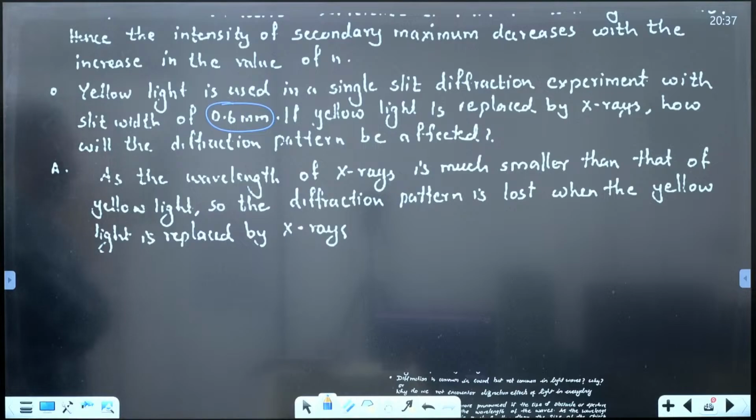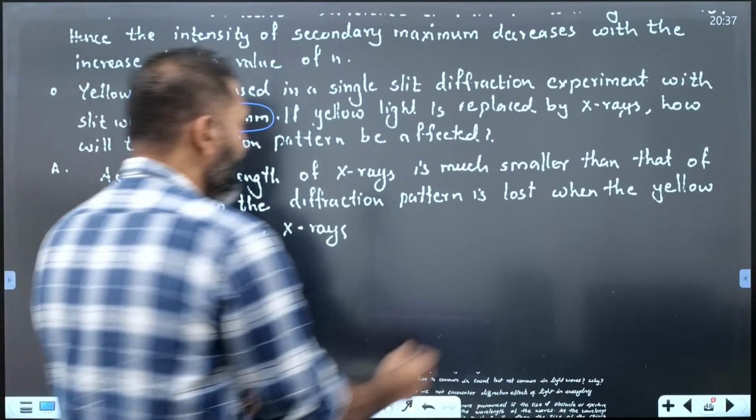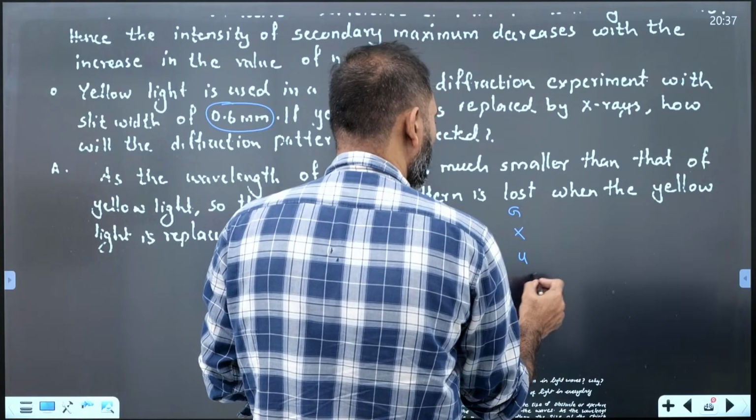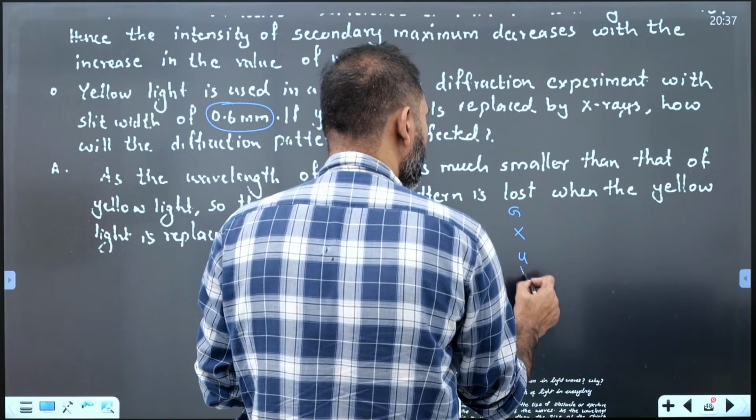Why? I hope you remember the VIBGYOR, then X-rays, then what? Visible, that is VIBGYOR.